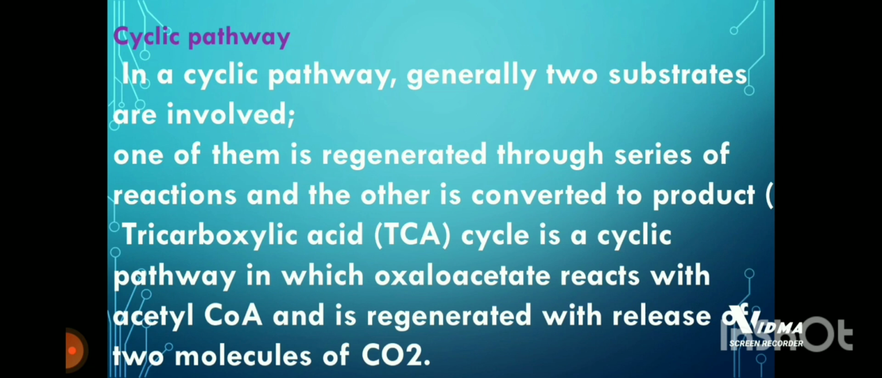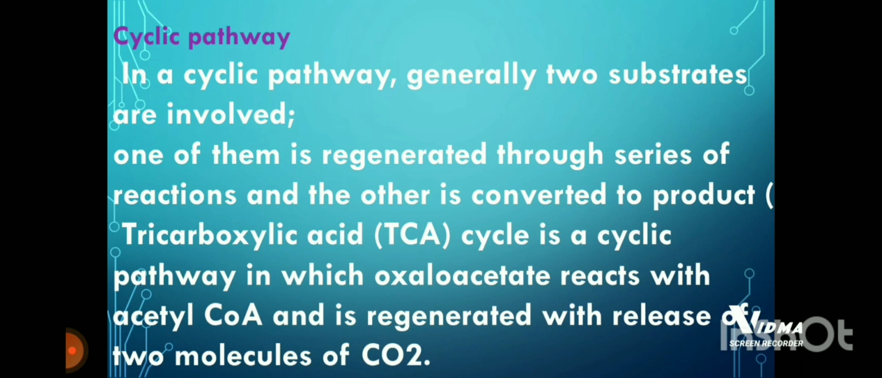It means two substrates are involved. One is regenerated through a series of reactions and the other is converted into the product. And what is an example of a cyclic pathway? The TCA cycle is a cyclic pathway. Why?